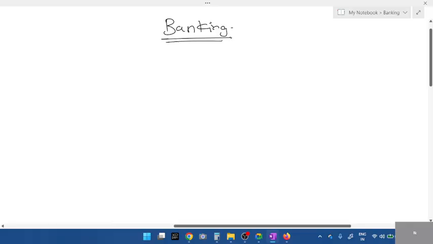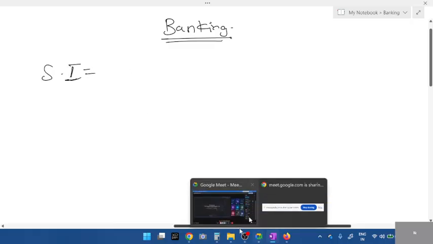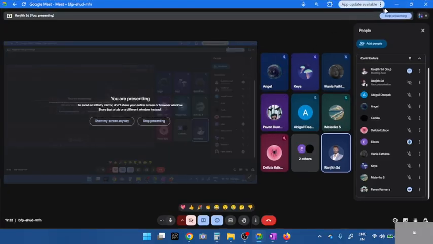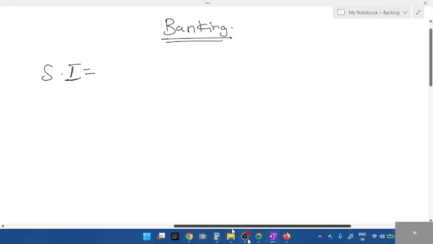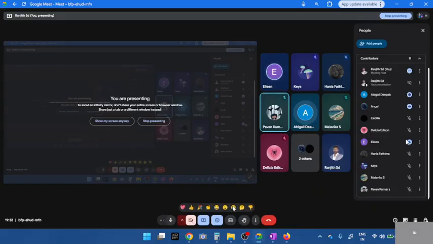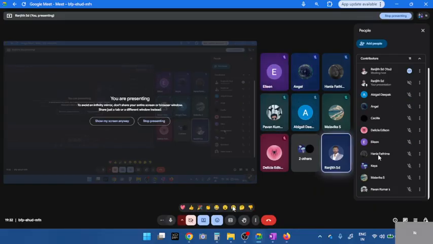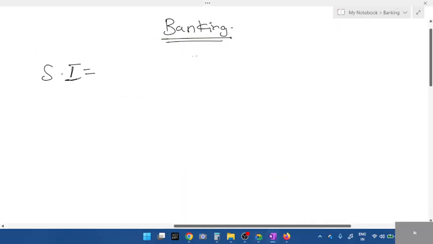When it comes to banking, students, last time you learned simple interest and compound interest. What is the simple interest formula? All of you will respond. Simple interest is equal to PTR by 100.